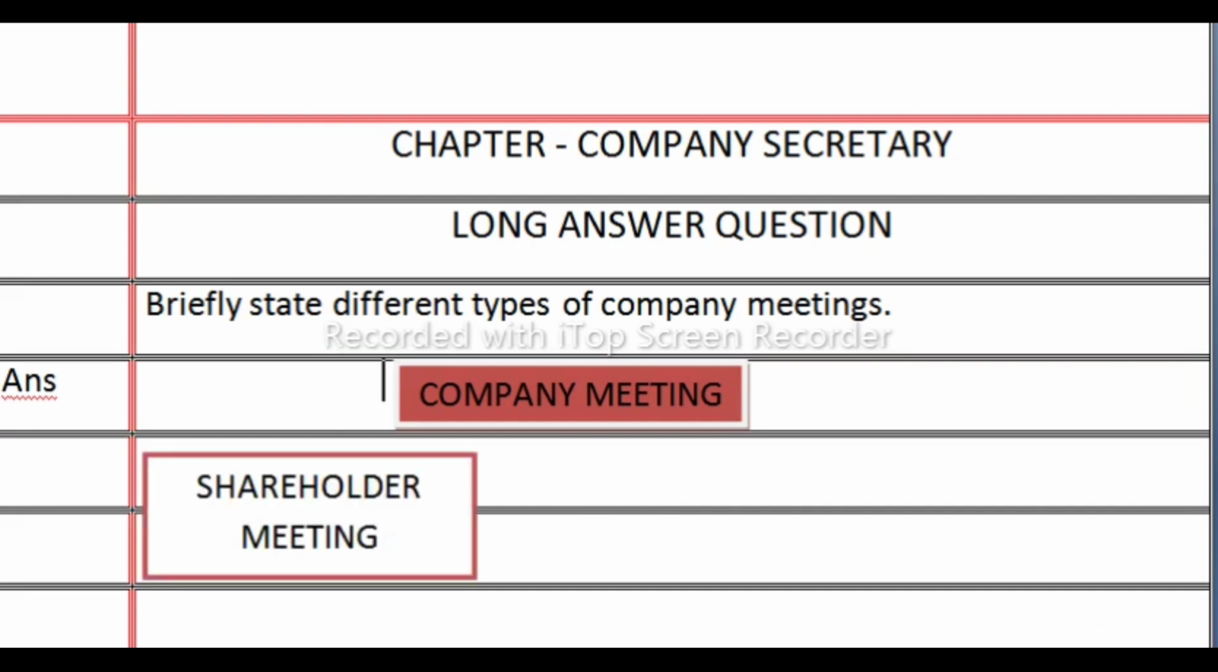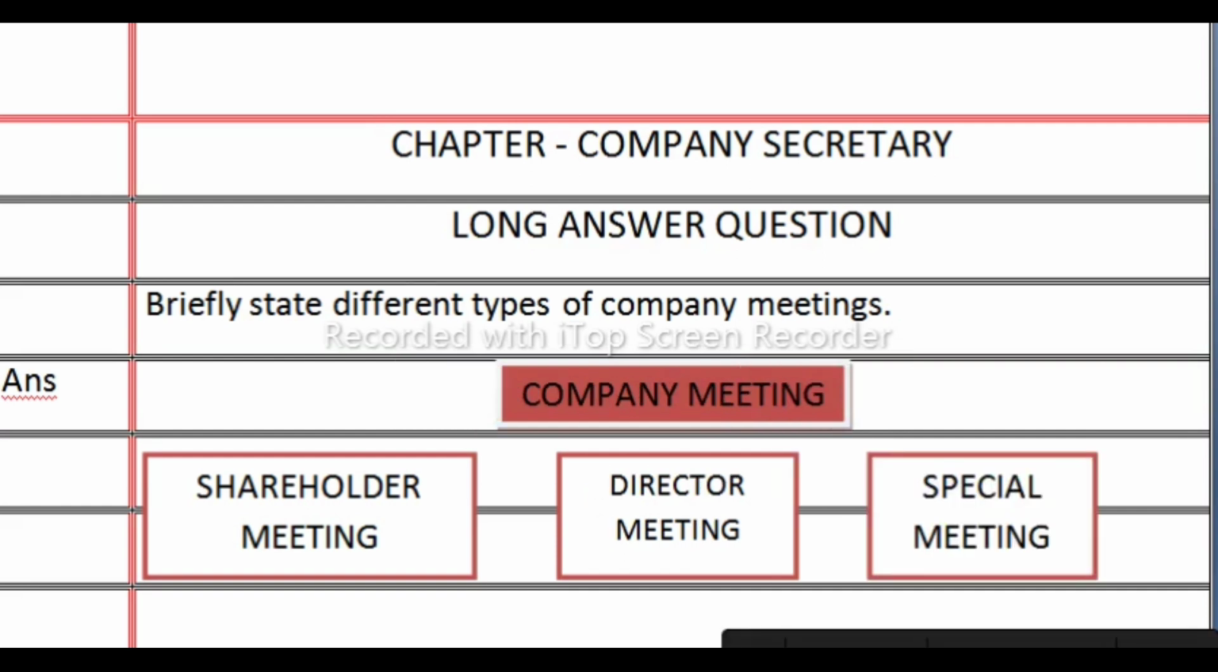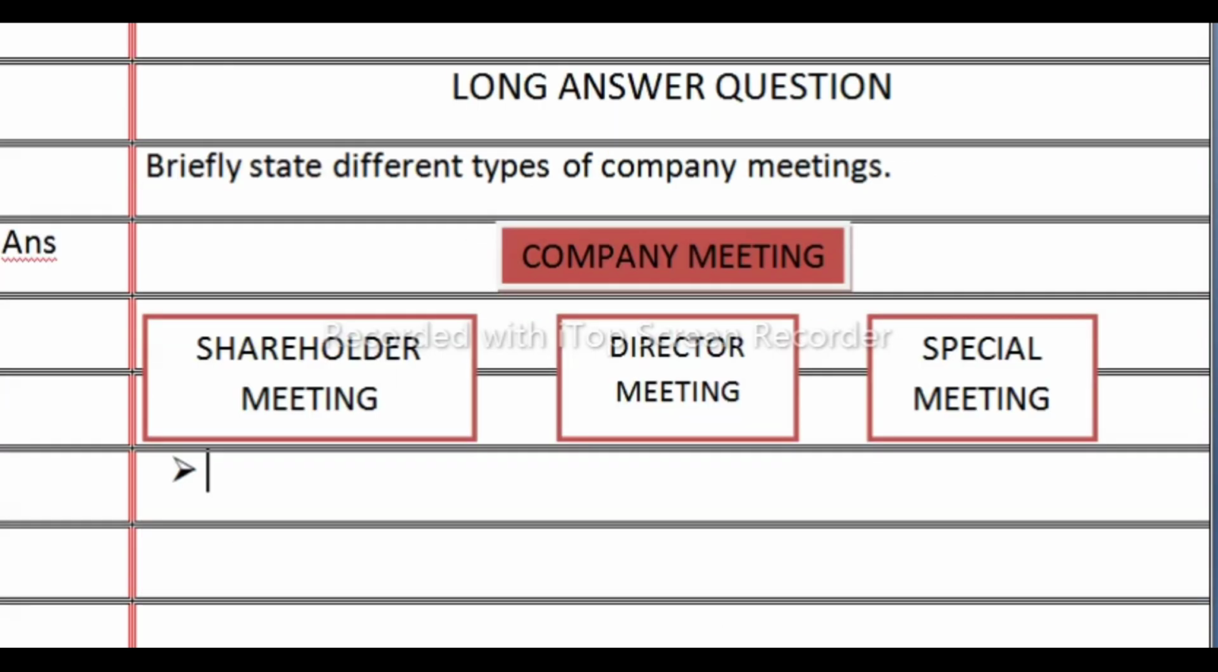According to the Companies Act, we basically have three types of meetings. One is a meeting of the shareholders. Secondly, we have the meeting of the directors. And thirdly, we have the special meeting. Under these main headings, it is again subdivided into three or two types.